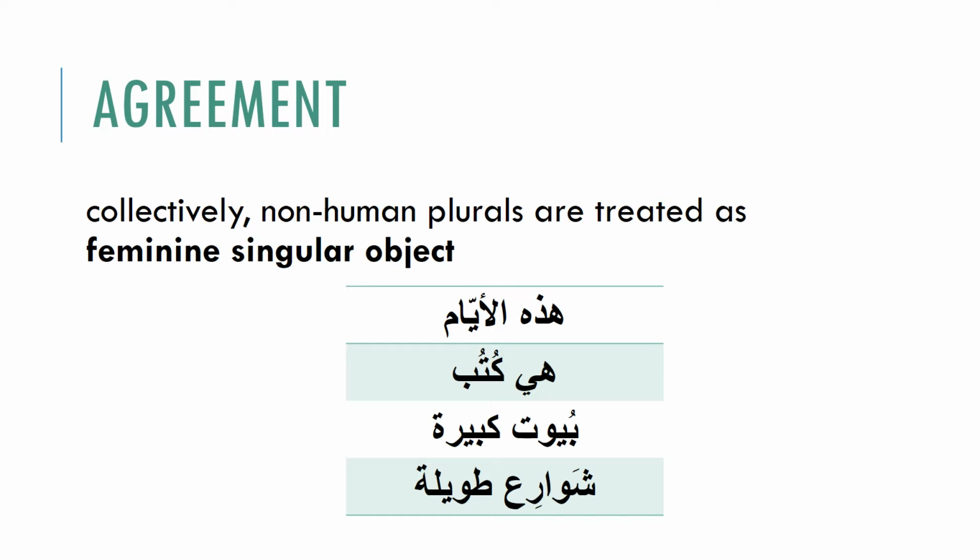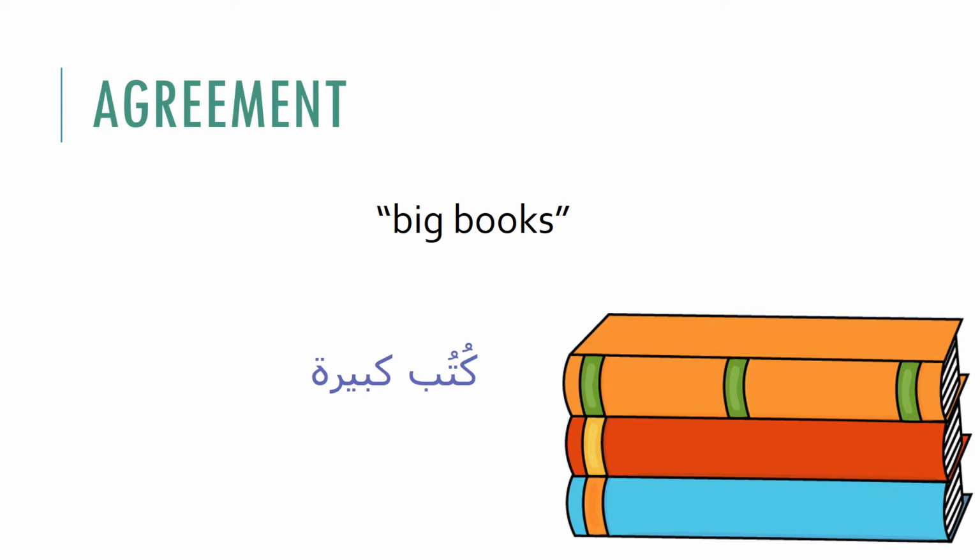The same rule applies with adjectives. Think about buyut kabira, big houses. Even though bayt may be masculine, when you combine a whole bunch of them together, you talk of them as a single feminine collective. Same thing goes if you want to talk about long streets. So, to say big books, you will use the feminine kabira, because a group of books, though a masculine object, are treated as a single feminine entity. Kutub kabira.